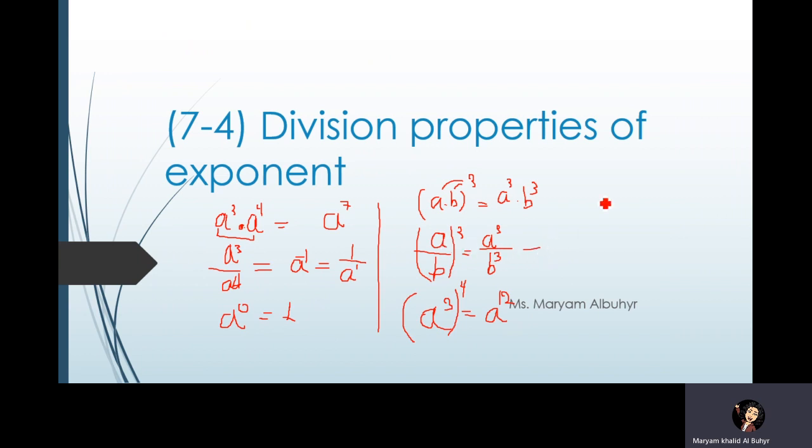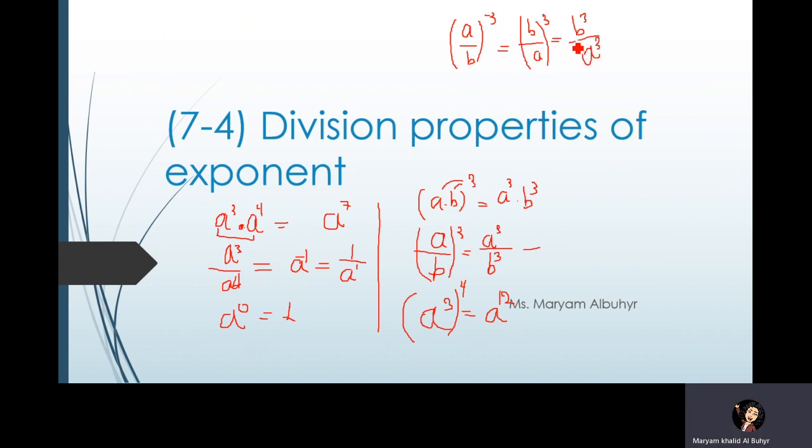Also, we learned that if we have a negative power instead of a positive one, we write the opposite. Let me do it with you. So a over b, all to the power negative 3, equals b over a, all to the power 3. So just distribute your power, so that is b to the power 3 over a to the power 3.